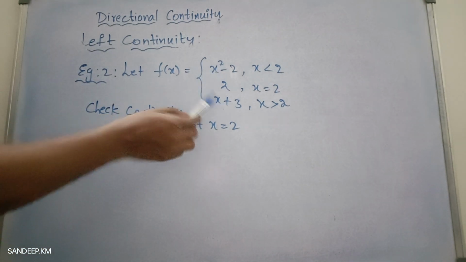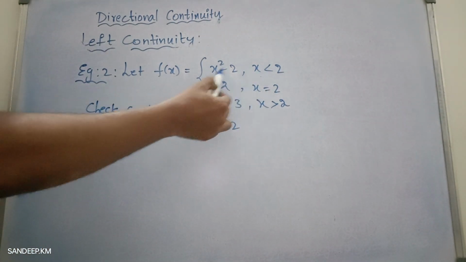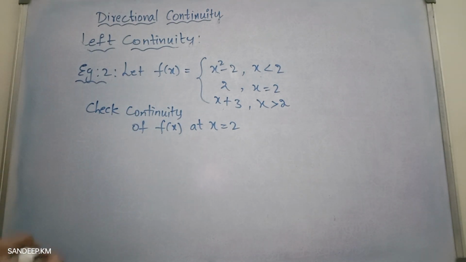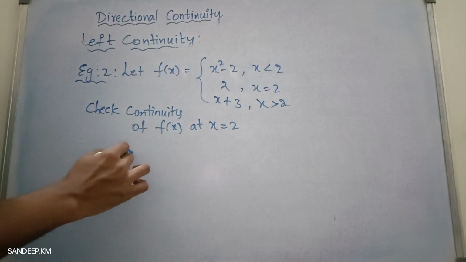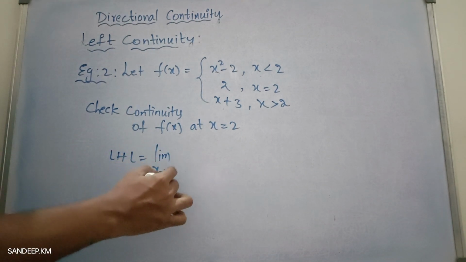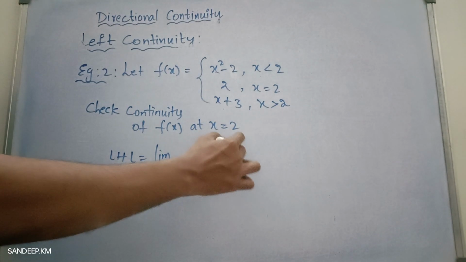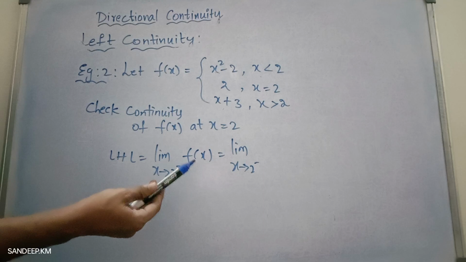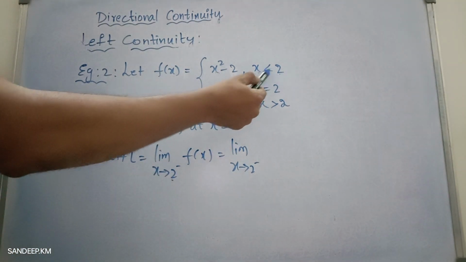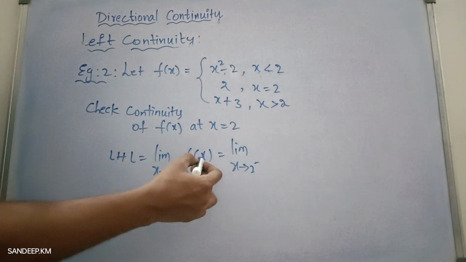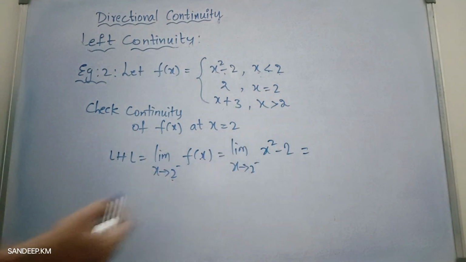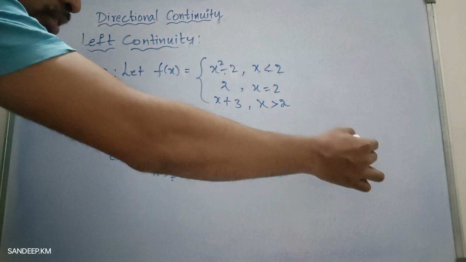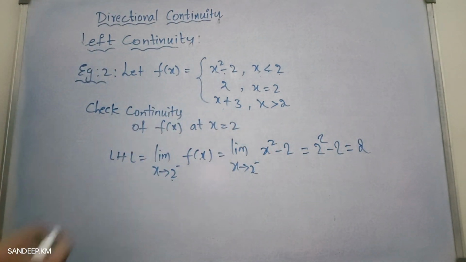f of x is a piecewise function. At different domains we have different functions. We have to check the continuity of f of x at x is equal to 2. First let me find the left hand limit LHL. LHL is limit x approaches 2 minus f of x. x approaches 2 minus means just less than 2 only. When input is less than 2, the function is x square minus 2. So instead of f of x, I am going to substitute x square minus 2. Now you can directly substitute x value as 2. So we will get 2 square minus 2, which is equal to 2. The left hand limit is equal to 2, dear students.